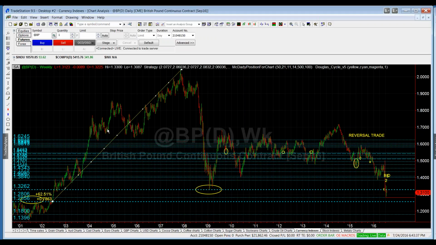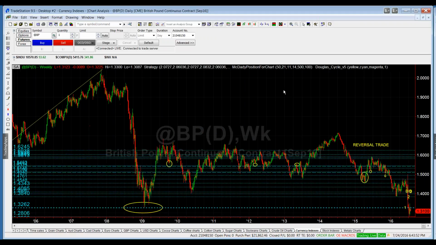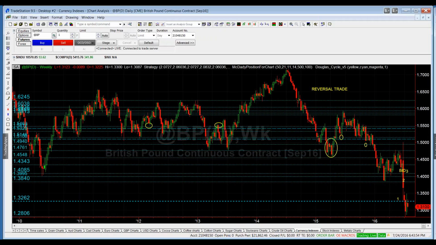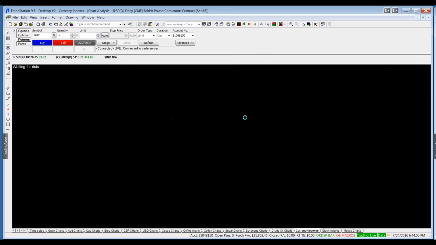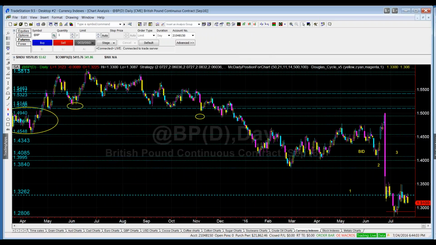But moving up, it took one structure point, two structure points, and it moved in a stair-step way to the upside. Until the state we are in, it's still stair-stepping to the downside. So it's too premature from a timing standpoint to be actually looking at the pound to go up.